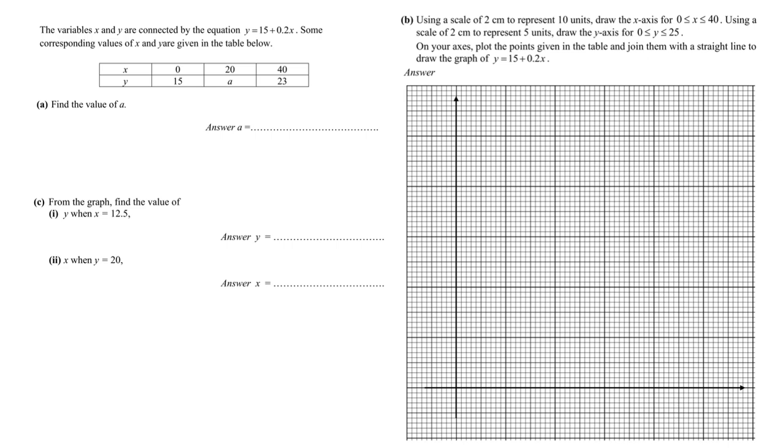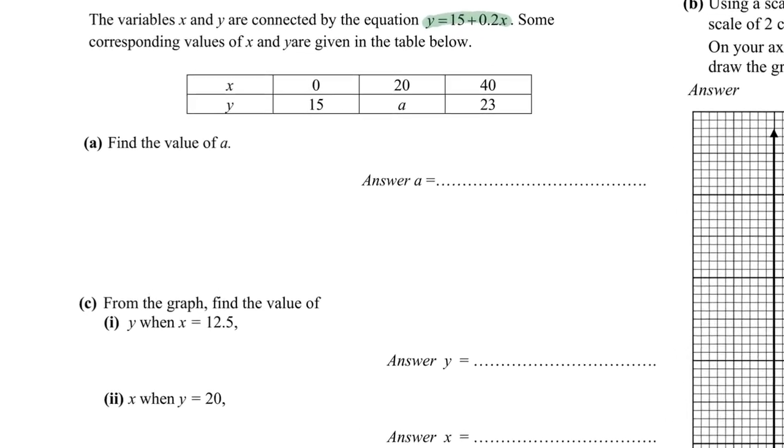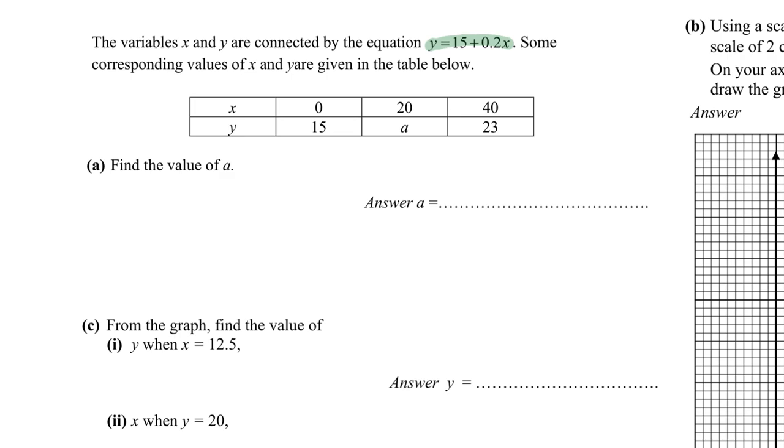Hello everyone, welcome to this problem on linear graph, and we are given the equation of the line, and that's the first thing I would like to highlight. We are also given some corresponding values of x and y in the table below. So let's go to part A, where we are required to find the value of A. Do notice A is my y, x is my 20. So this question basically means, what is the value of y when x is 20?